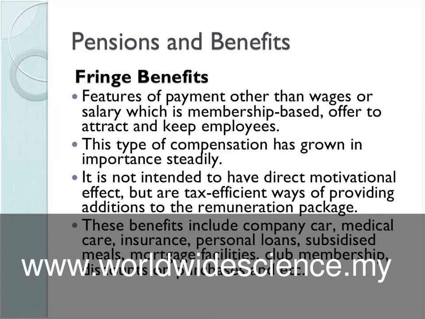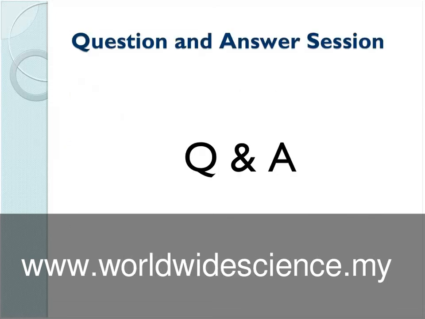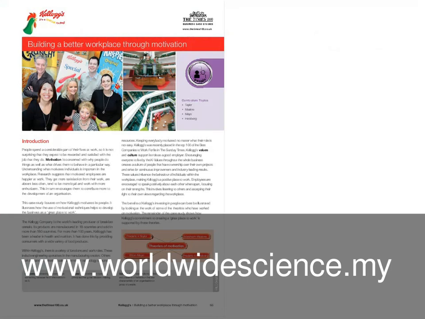Let me explain your final project. Here, look at the group assignment: Building a Better Workplace through Motivation by the Kellogg's company. You have a case study of 4 pages, based on motivation theories. At the end of this case study, you have questions. You have 4 questions, and you have to answer those 4 questions as a group. This is a group assignment.